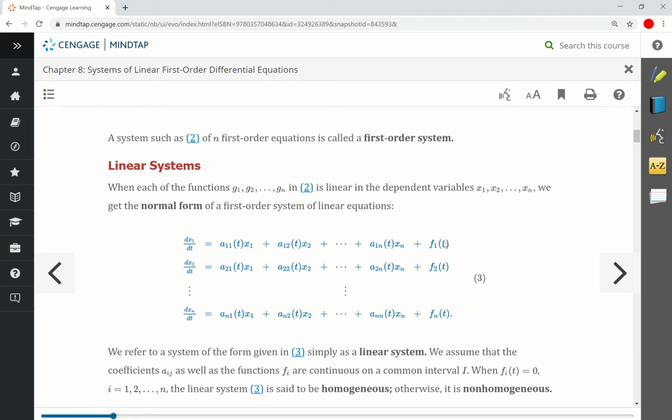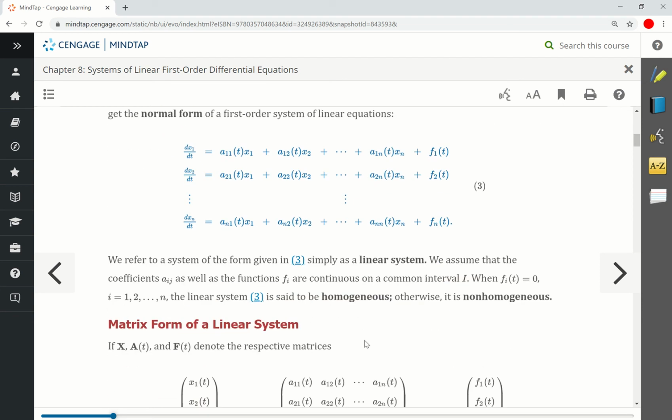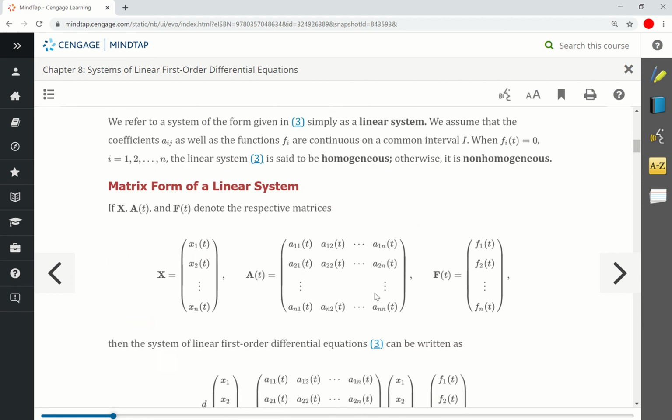We will simply refer to this as our linear system, and we'll see in a minute, especially when we get to the matrix notation, that we have the notion of a homogeneous linear system. The linear system itself will be homogeneous when all of these f of t functions are equal to 0. If you have one non-zero component function fi, then we will refer to that as a non-homogeneous system. So very similar to the definitions we had previously, but now applying to these systems.